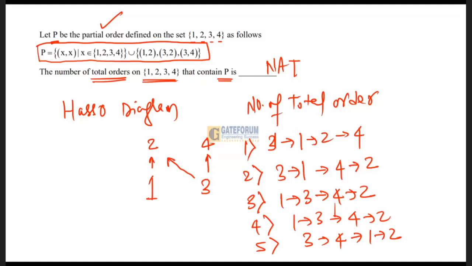we may have these rules satisfied and the Hasse diagram also satisfied and P also contained. So 5 is the correct answer. Total 5 such orders can be possible using this rule on the given set. 5 such partial orders can be there. So I hope it is clear.